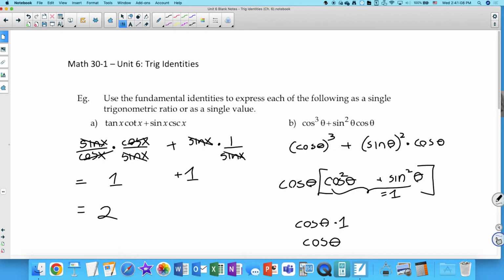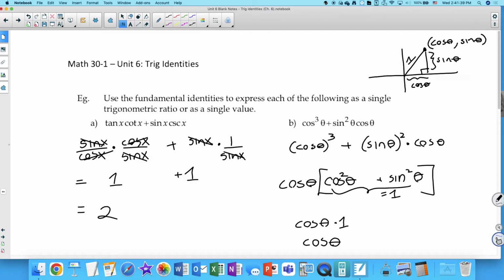Because on a unit circle, if the radius is 1, this is the point cos theta, sine theta. So this part is cos theta, and this part is sine theta. Through the Pythagorean theorem, cosine squared theta plus sine squared theta equals 1 squared, which is what we have right there.